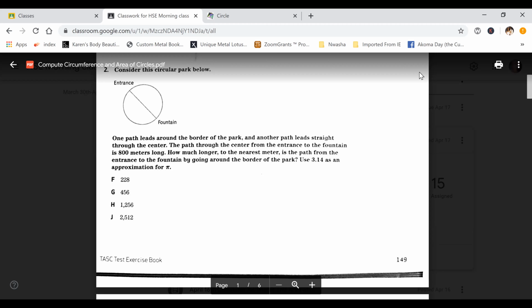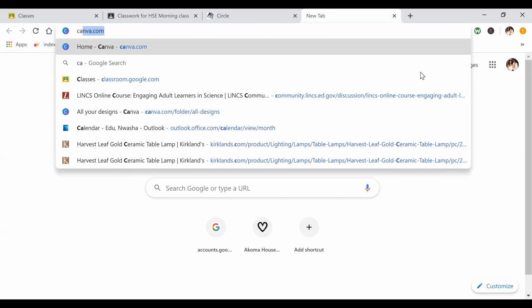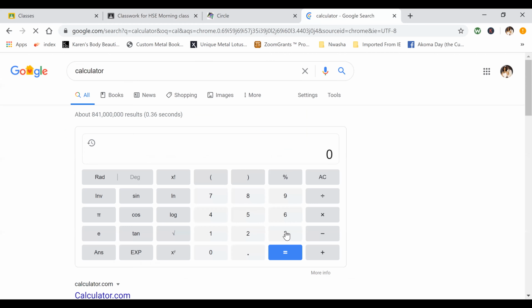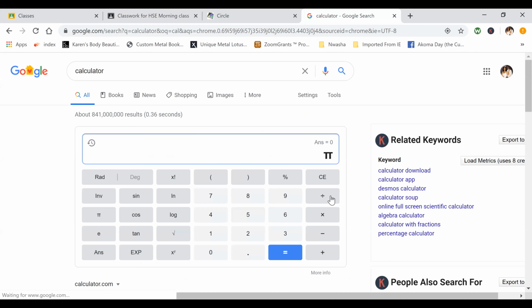$12.56, H. That's close. So now when you get the 1256, right? So what you're doing when you do pi times the 800, let me pull up a calculator. So we have to multiply by 2 then, right? You have to divide. Divide. Right. Okay. That's how you got the 1256, right?